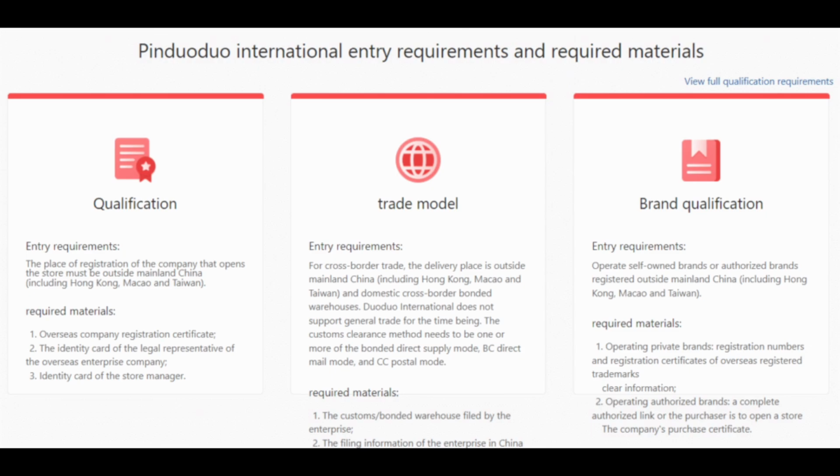Now, after you have created your account, you need to know about these three things: the qualification of the product which you are about to sell on Temu, then the trade model, and lastly the brand qualification. So that's it. That is how easily you can become a seller on Temu.